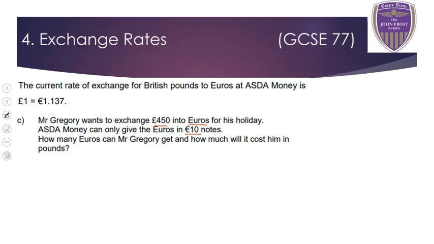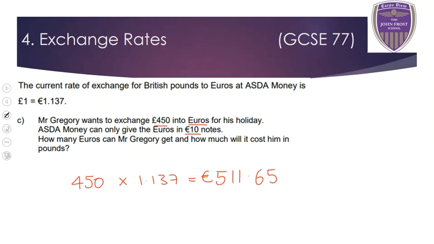Okay, so how many euros can Mr. Gregory get and how much would it cost him in pounds? All right, so first of all, he's starting with £450 and he's changing it into euros using the same exchange rate that we've been doing. Okay, so if I type that into my calculator first of all, 450 times by 1.137, all right, that is 511.65. So 511 euros and 65 cents.